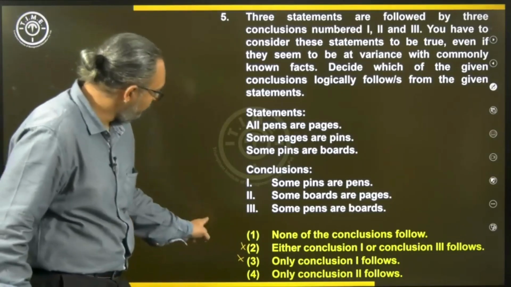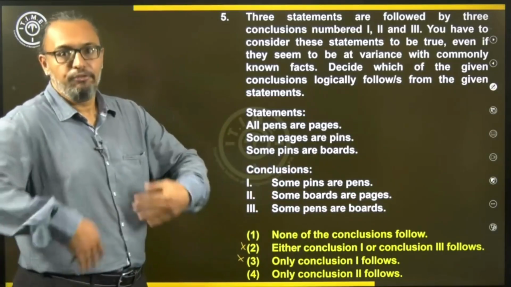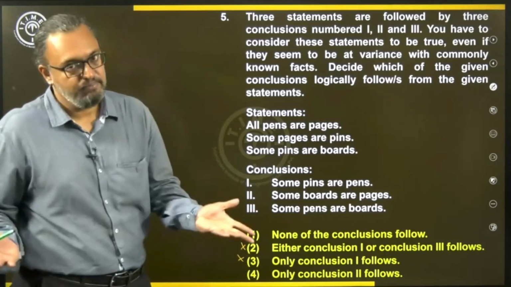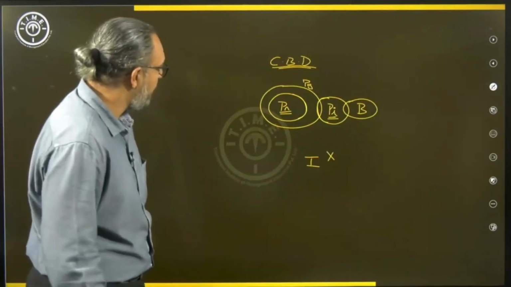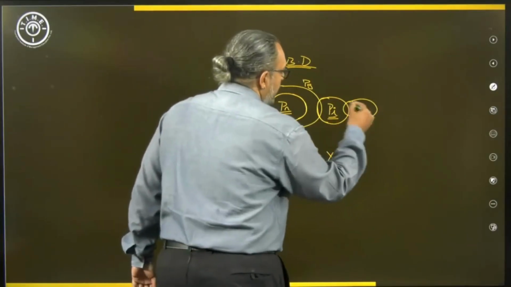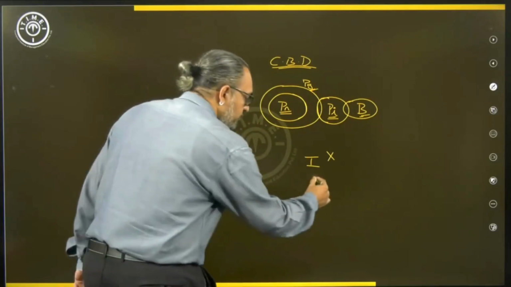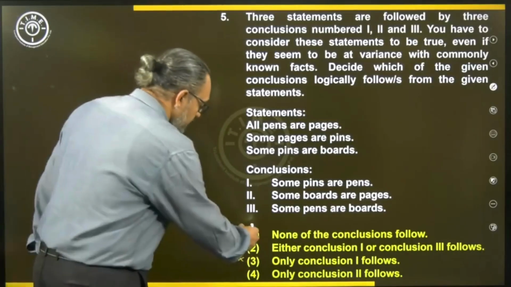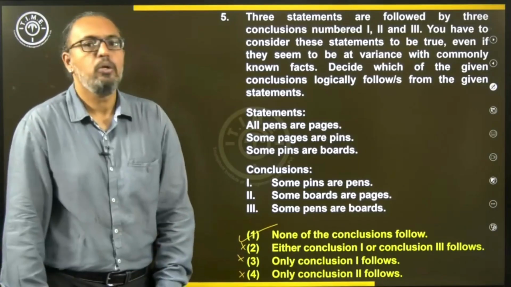I think that will give me my option. Because in the first one you have none of the conclusions follow. And in the fourth one you have only 2 follows. If 2 follows, fourth option. If it does not follow, first option. Correct? So what is the second one? Some boards are pages. Tell me. Are some boards pages here? Is there any overlap between the B circle and the PG circle? No. So conclusion 2 also fails. Then that means it gives me my answer. It is first option because conclusion 2 also does not work here.